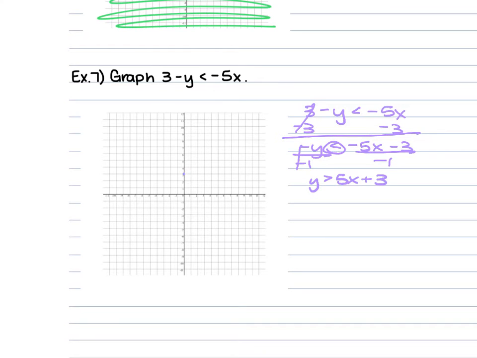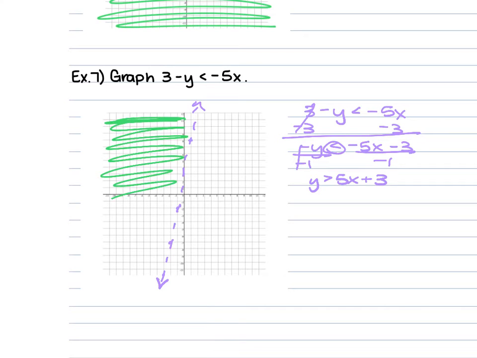So 3 on the y-axis, we're going to go up 5 and to the right 1. Or down 5 and to the left 1. And then we're going to do dotted lines or dashed lines through these points because it is not equal to. Now it's y is greater than, so we would shade above the line, and it would be just like this.